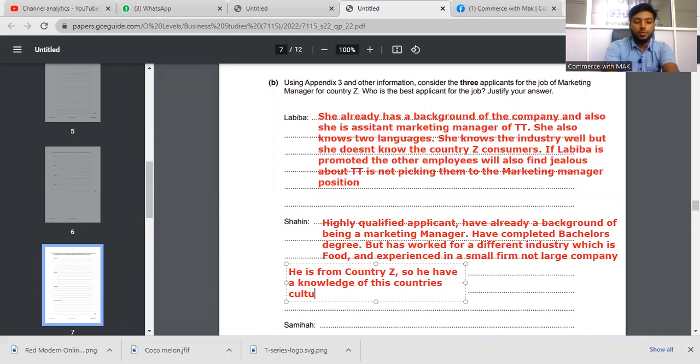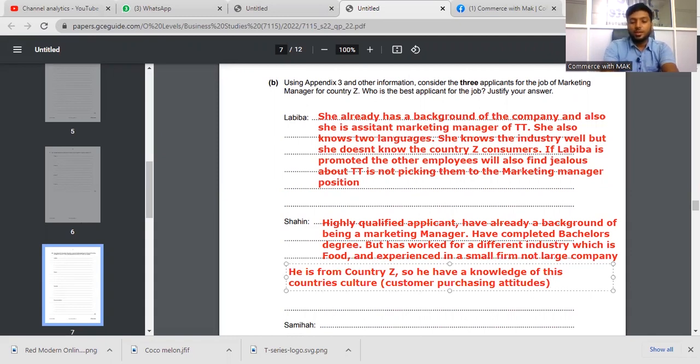Culture is very important when you sell the product, like customers' behavior, customers' attitude. So you can write customer purchasing attitudes, but again not related to toy. So he has knowledge of the country's culture, not related to the toy industry.